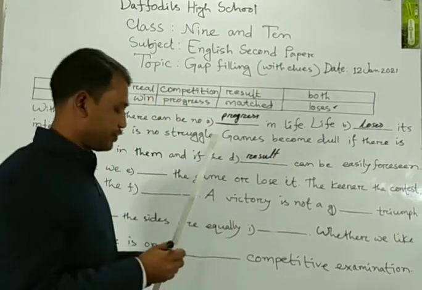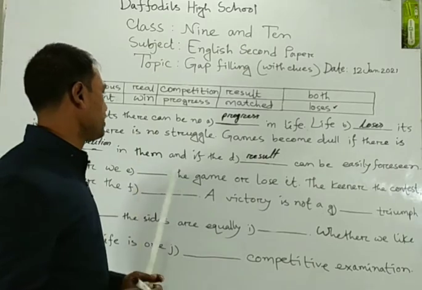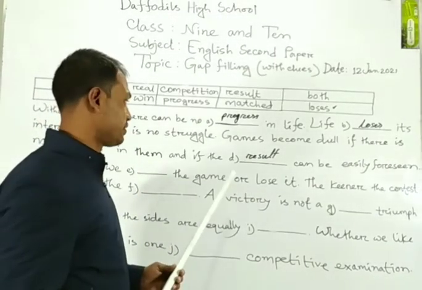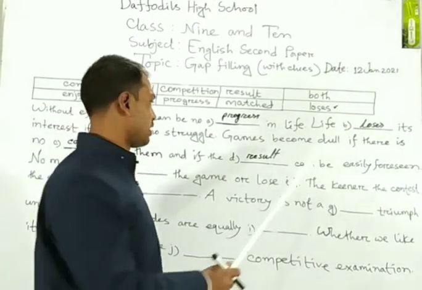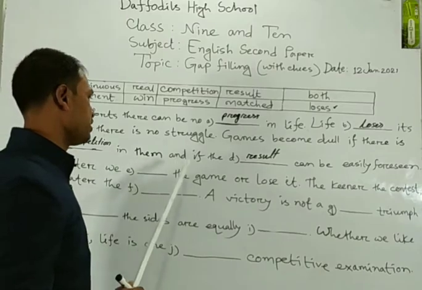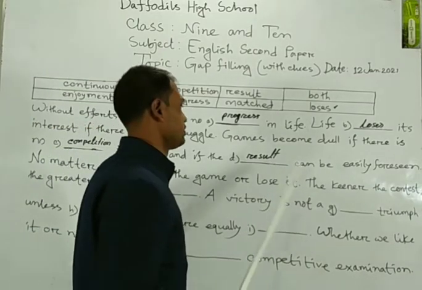Dear learners, try to read the whole sentence carefully. You will get the full meaning of this sentence now. Games become dull if there is no competition in them and if the result can be easily foreseen.